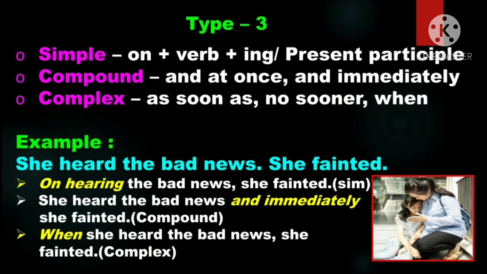Look at the example. She heard the bad news. She fainted. When we change this sentence into simple, then we should use it like this: "On hearing the bad news, she fainted." When it goes to compound sentence, then we should change it as this: "She heard the bad news and immediately she fainted." So, when it goes to complex sentence, then it will be changed as this: "When she heard the bad news, she fainted."